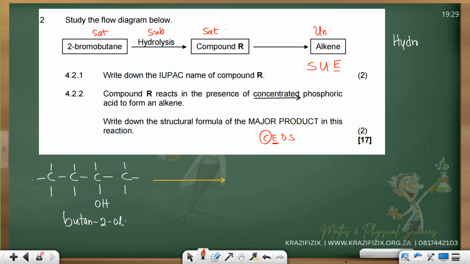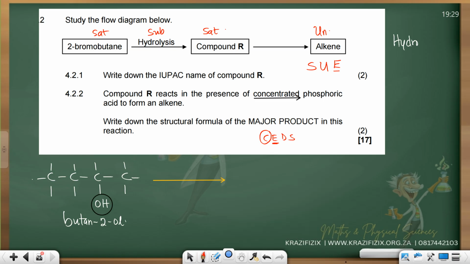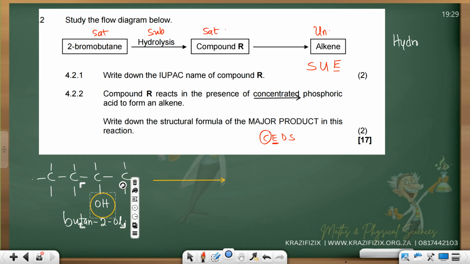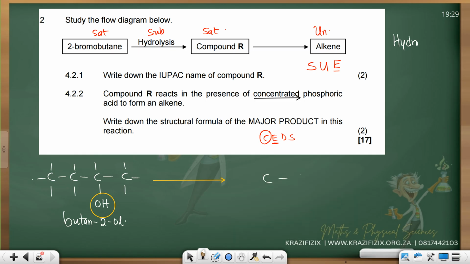Now, we want to form an alkene. Very simple, my good learners. Check. This guy must go. Let me use a brighter color. This guy must go. We must remove because we are eliminating. All right? Check. If I now eliminate 1, 2, 3, 4, I have now removed that from there.